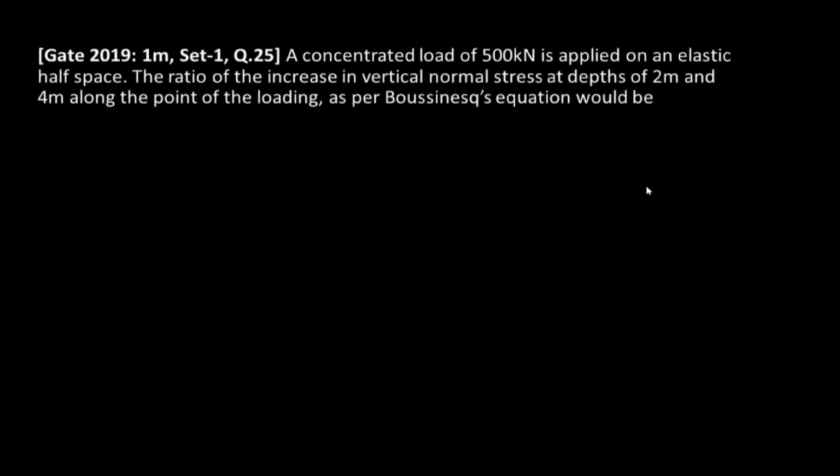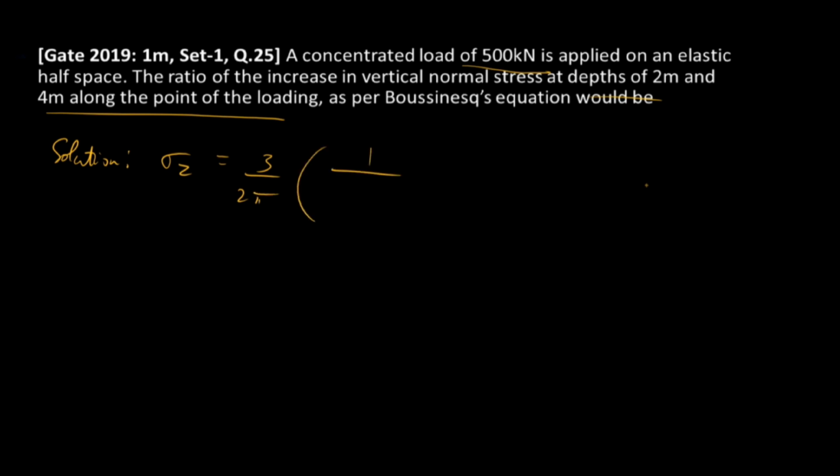Then option B is the right answer, which is not correct. In this question, they have given that the concentrated load of 500 kilonewton is applied to an elastic half space. The ratio of increase in vertical normal stress at depth 2 meter and 4 meter along the point of loading as per Boussinesq equation. So solution, as per Boussinesq equation, the ratio of vertical stress below a certain depth at any point is given by 3 by 2 pi into 1 by 1 plus r by z square power 5 by 2 into q by z square.